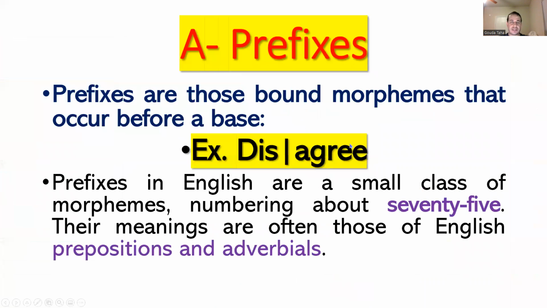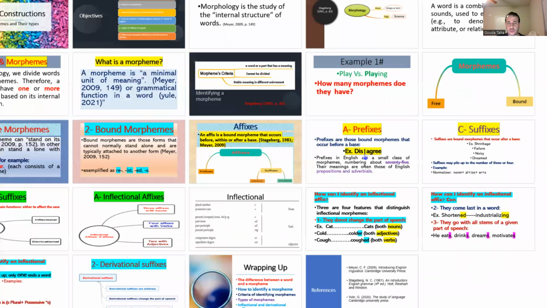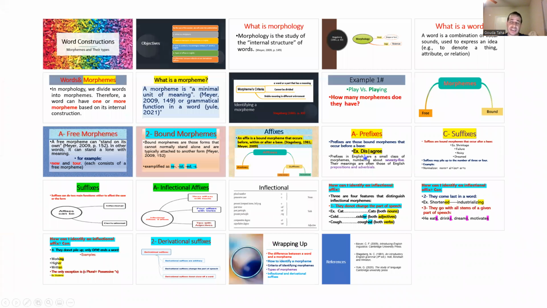A prefix is a bound morpheme that is added before a base. Let's say, for example, the word disagree. In this case, we have agree as a free morpheme, and then something is added, which is a bound morpheme, dis, which gives the opposite meaning of the word agree. So in this case, it is a prefix because it's added before the free morpheme. According to many sources, we have 75 prefixes in English. One of them is George Yule, who provided this, and Stageberg, 1981.